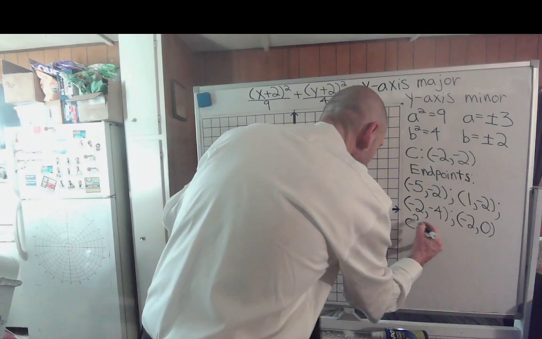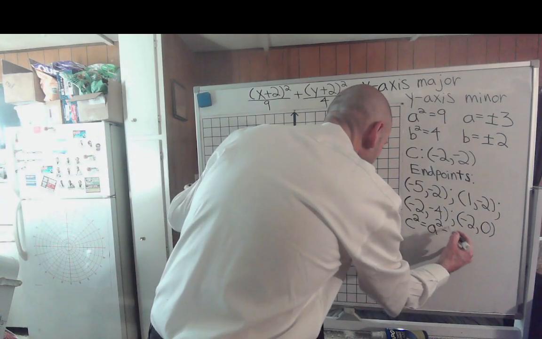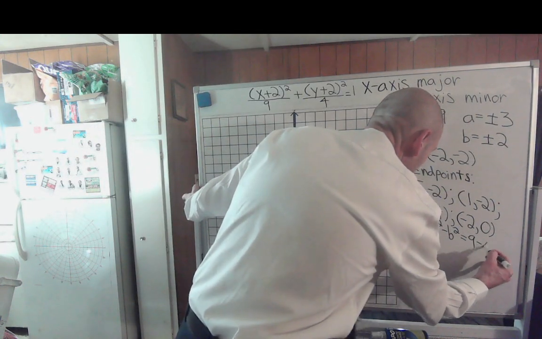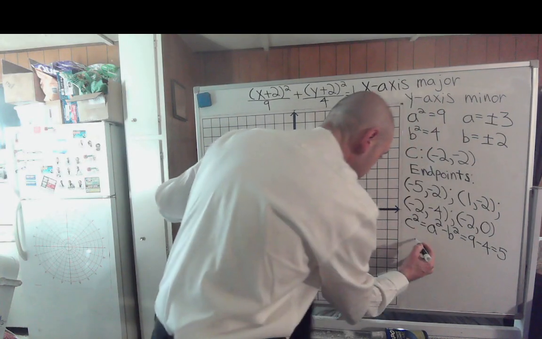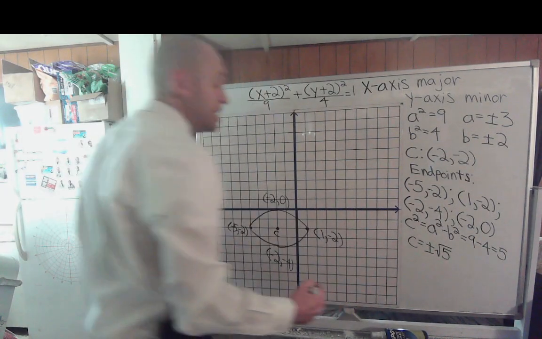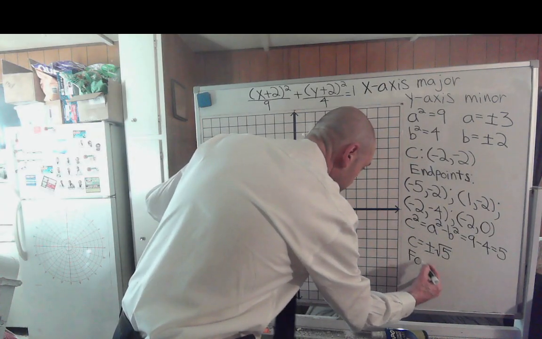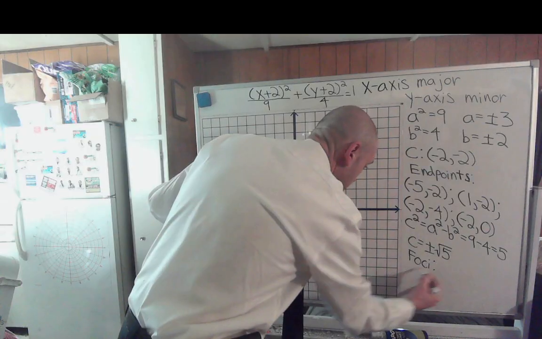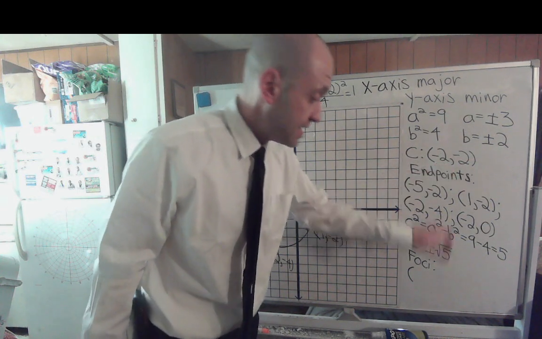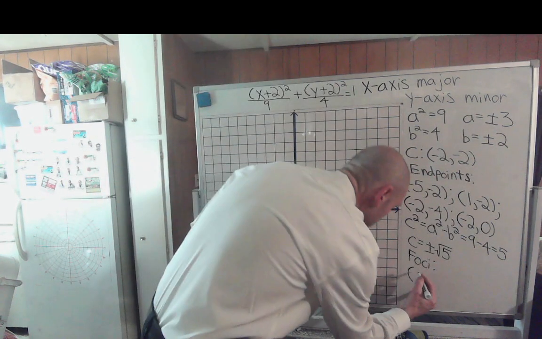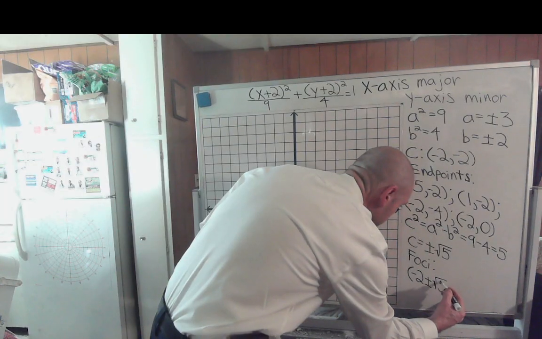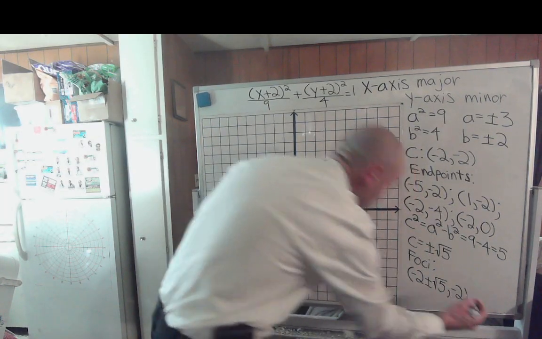Last thing to do is find the foci. So c squared equals a squared minus b squared, which would end up giving me 9 minus 4, which is 5. So my c equals positive and negative square root of 5. And again, the foci are always based off of the major axis. So take your x-coordinate of the center, add and subtract the square root of 5 from that, so you'll get the foci at -2 plus and minus the square root of 5. Then your y-coordinate just stays -2.